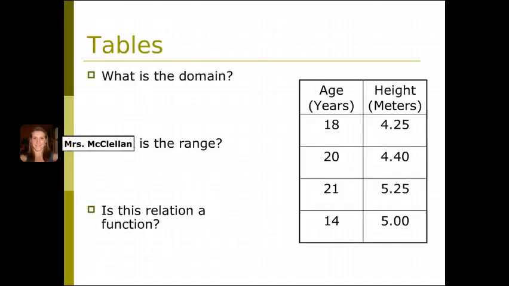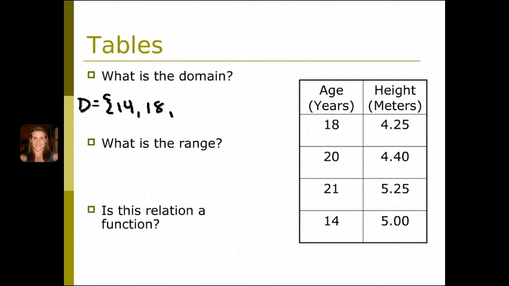Another example with the table for domain and range. Again, set notation, and we have to order from least to greatest. Our smallest x value is 14, then 18, 20, and 21. Use your brackets.